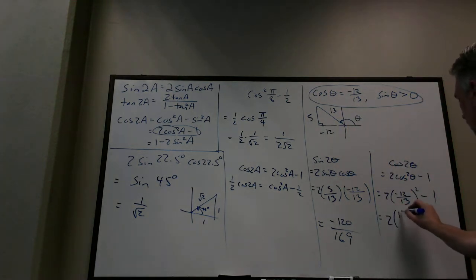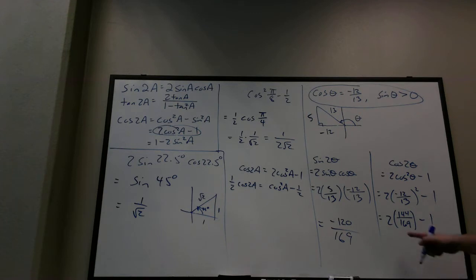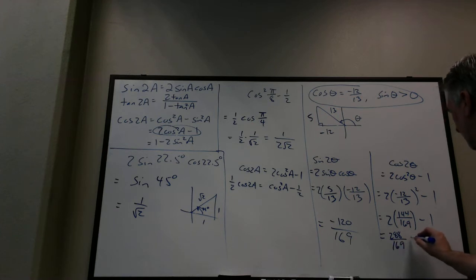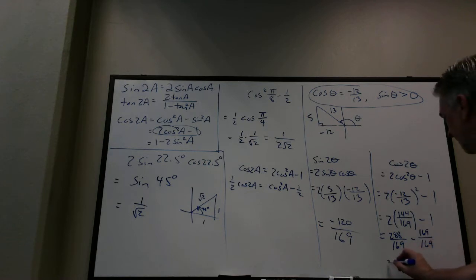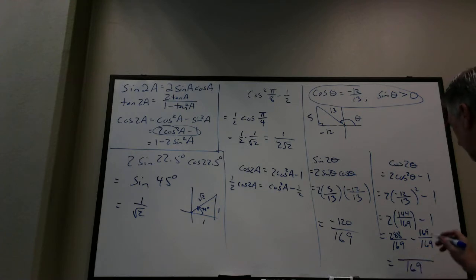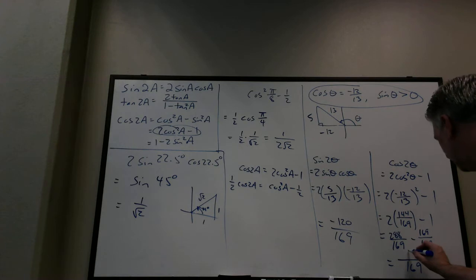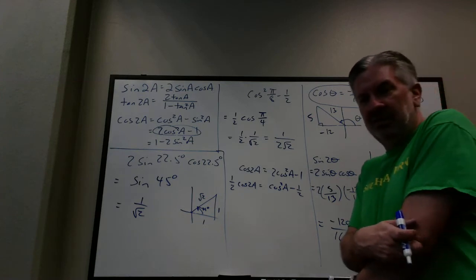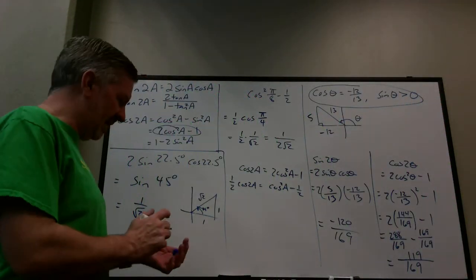Negative 12 thirteenths squared, that's 144 over 169 minus 1. And think of the 2 as 2 over 1, so when you multiply fractions, you get 288 over 169. And to get a common denominator, you need a 169, so that's 169 over 169, because that's 1. And then 288 minus 169 is, what is that, 119? Okay, so the sine of 2 theta is minus 120 over 169, and the cosine of 2 theta is 119 over 169. Now, from this information, we can determine in which quadrant 2 theta is, can't we?